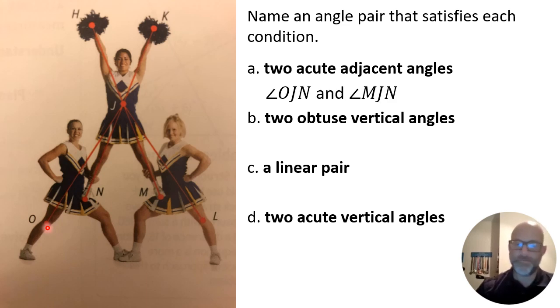All right, well, OJN and MJN, both acute angles, and they share a common side, so they're adjacent.